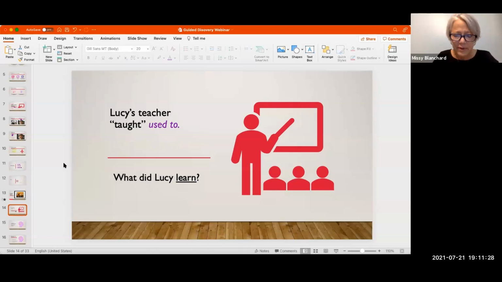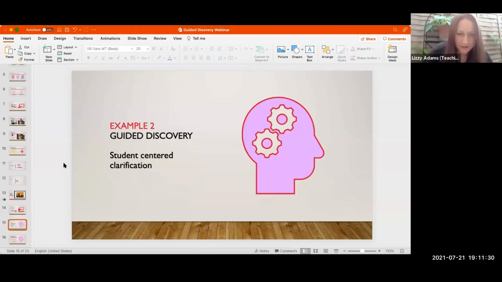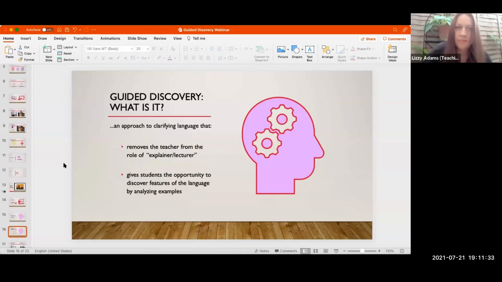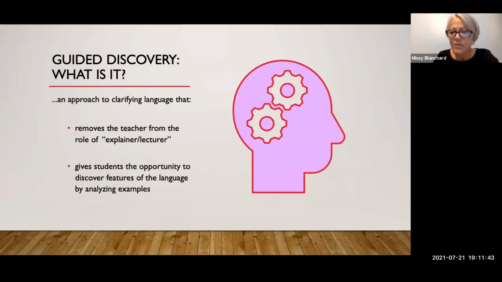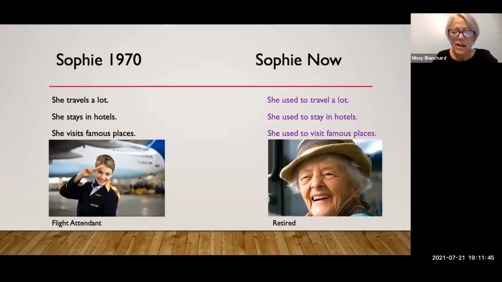Lucy is sleeping and the teacher is teaching. So with student-centered clarification, what we're hoping to avoid is having our students go to sleep or just sort of check out. So we keep them involved in the process. So if we go back to the context of Sophie again, and our same 3 sentences that we were looking at before, she used to travel, she used to stay in hotels, and she used to visit famous places.